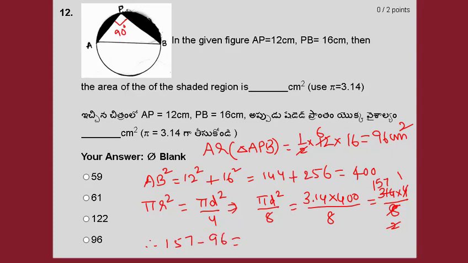of the triangle, that is 96. This is equal to 61 centimeter square. So the correct option is 61.